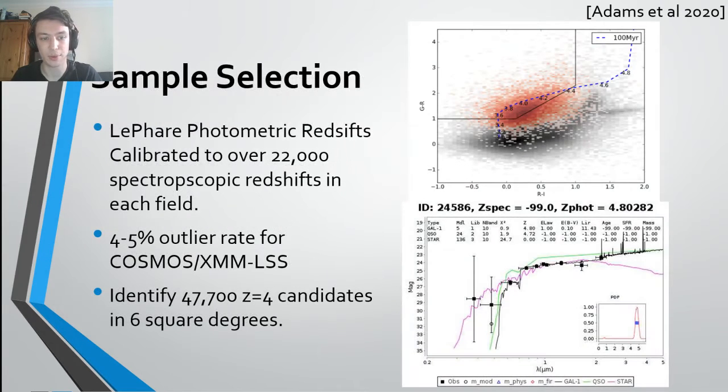To select our redshift 4 candidates, we decided to make use of the full multi-wavelength photometry available, and so conducted a photometric redshift fitting analysis using templates over the use of a more traditional galaxy color cut.